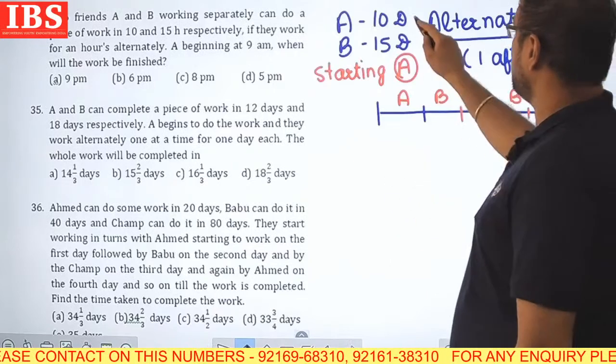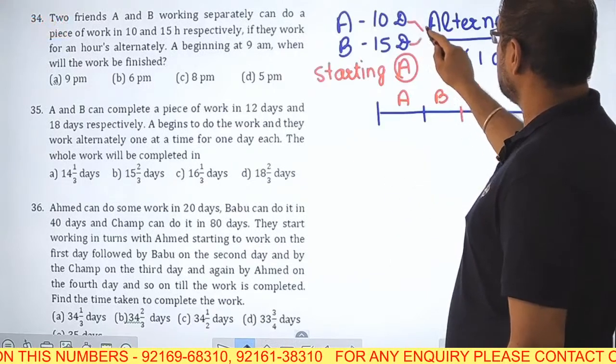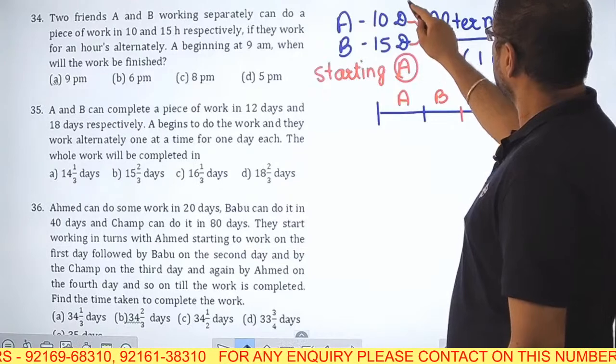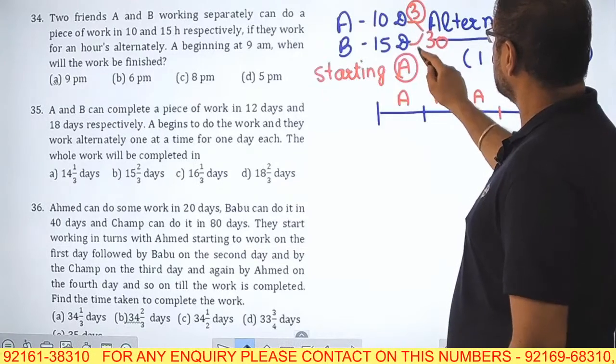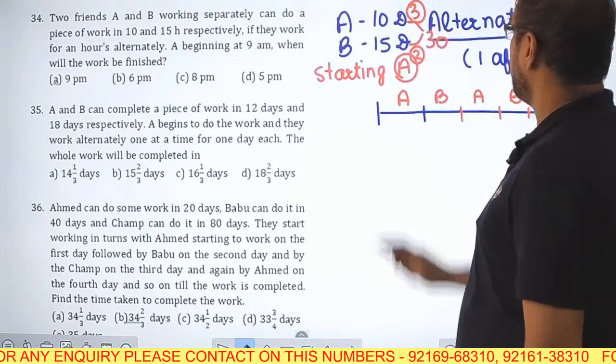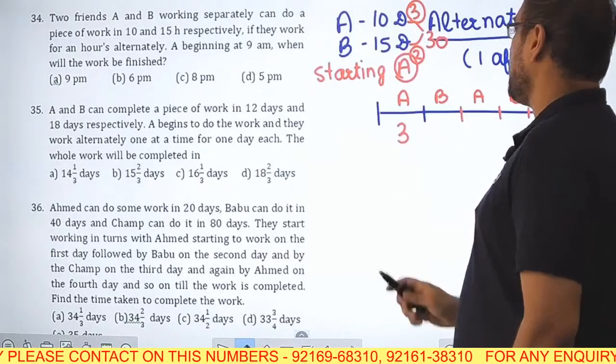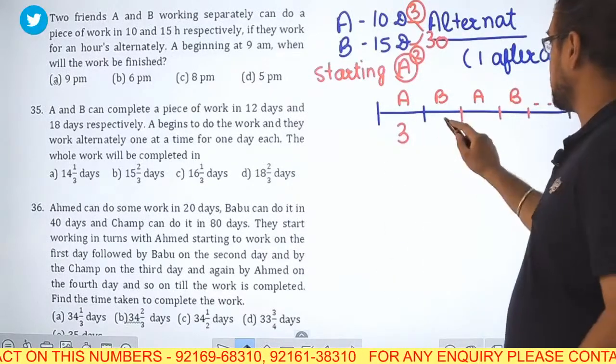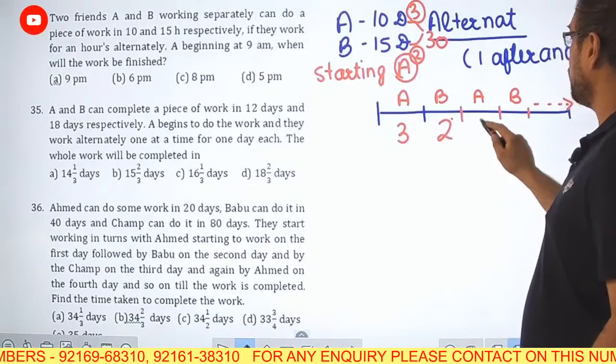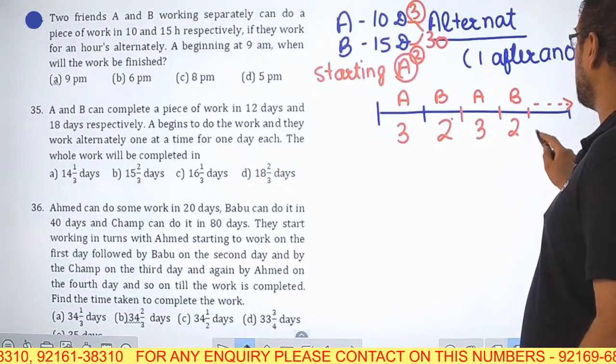First we take the LCM. 10 and 15 LCM will be 30. This is 3 and this is 2. So efficiency of A is 3. That means he will come and do 3 work here, and B will come and do 2 work here, and 3 work here, 2 work here, and so on, like this.